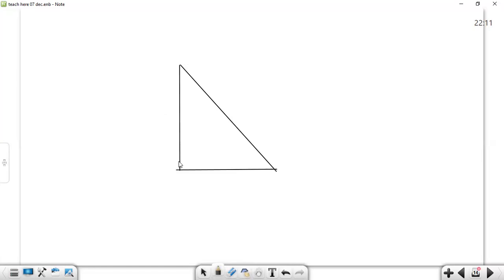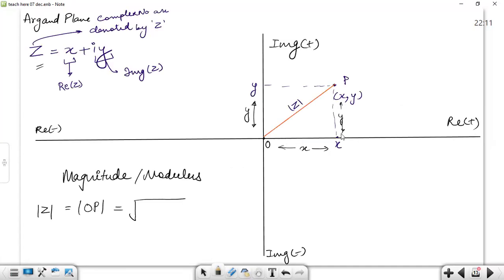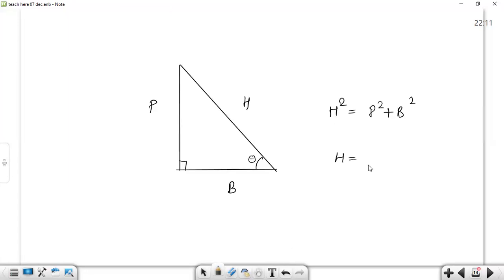Let's say this is a right angle triangle. This is the theta we are considering, and accordingly this is the perpendicular, this is the base, this is the hypotenuse. According to the Pythagoras theorem, hypotenuse square equals perpendicular square plus base square. Here our hypotenuse is OP, so to find the hypotenuse, we bring the square to the right hand side. Clear? Any doubts, anyone?